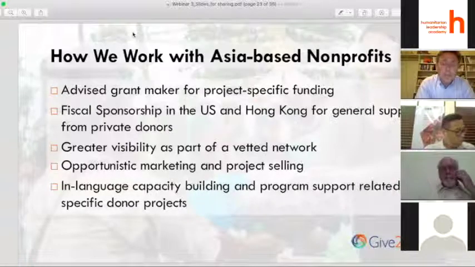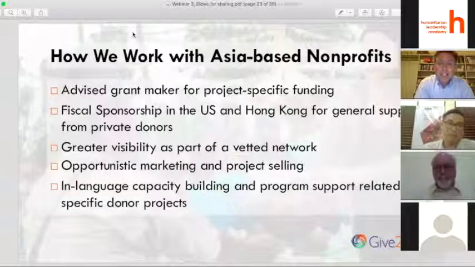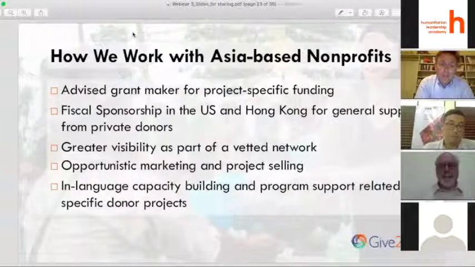We also try to provide greater visibility for those organizations that are part of our network and opportunistically market and try to sell specific projects that our CBO and grantee partners come to us with. And again, all of this is done in language, and we are able to also provide some capacity building in language and program support for specific donor projects.